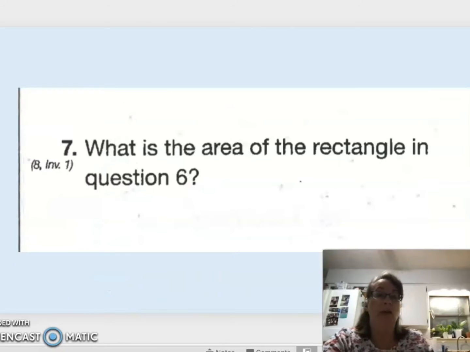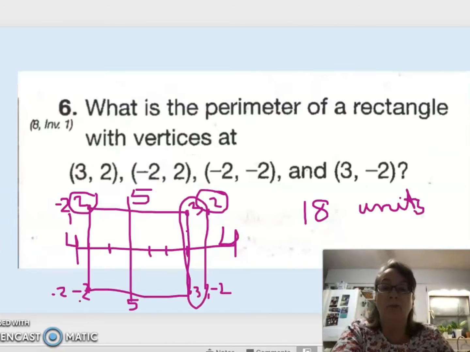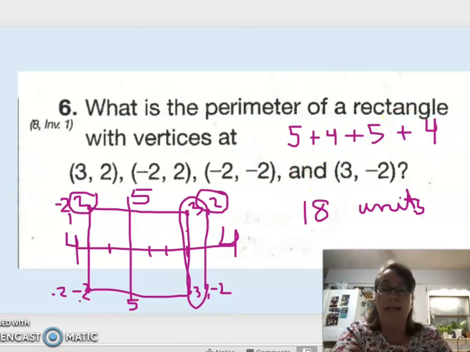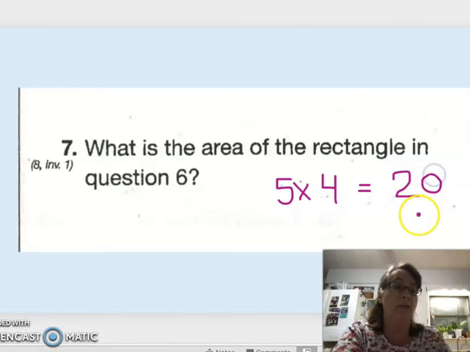Okay, number 7. What is the area of the rectangle in question 6? Okay, so for perimeter, we add them together. So really, I should have probably written that down. 5 plus 4 plus 5 plus 4. And I didn't write it down, so I'm going to write it there. Now, 5 times 4 will be my area. So we're going to say 5 times 4 equals 20. Since this is area, it will be square units.